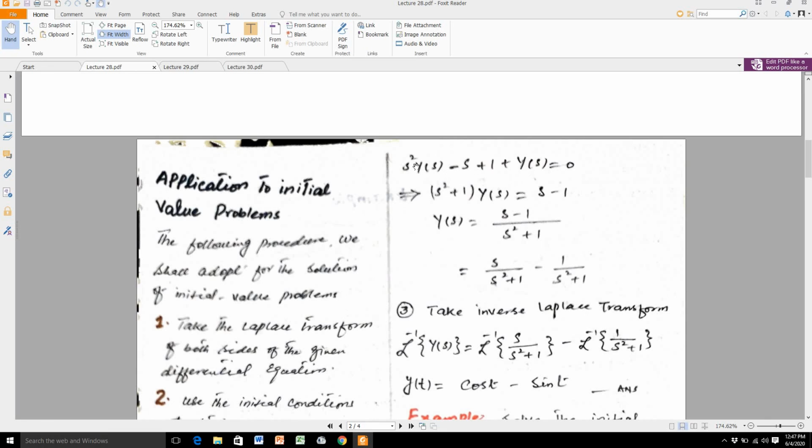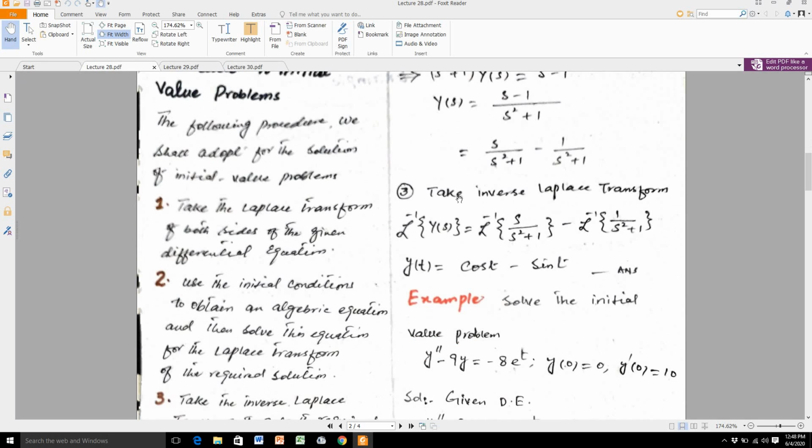Here I take capital Y of s common in these two terms and write it as s square plus 1 into capital Y of s is equal to, and the remaining terms I take towards the right side. Now capital Y of s is equal to s minus 1, and this term s square plus 1 is divided on the right side. Now I am able to write it in this form: s over s square plus 1 minus 1 over s square plus 1.